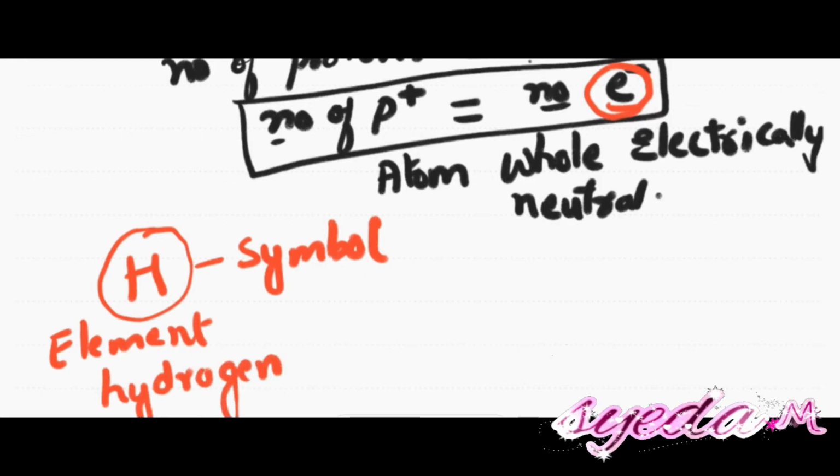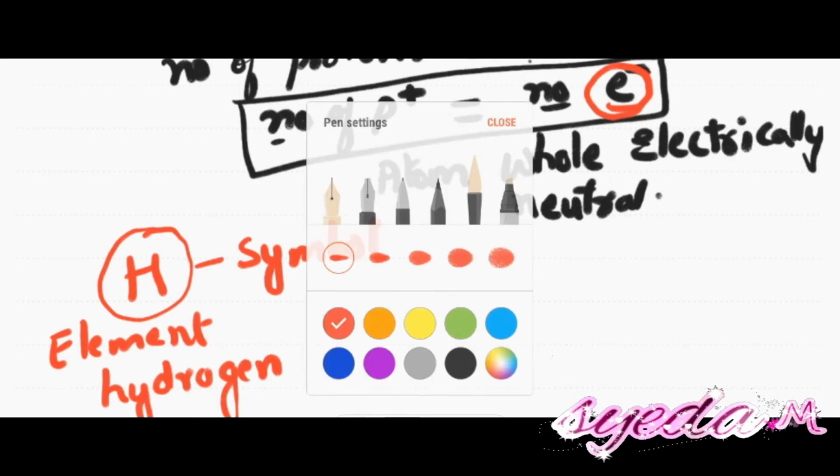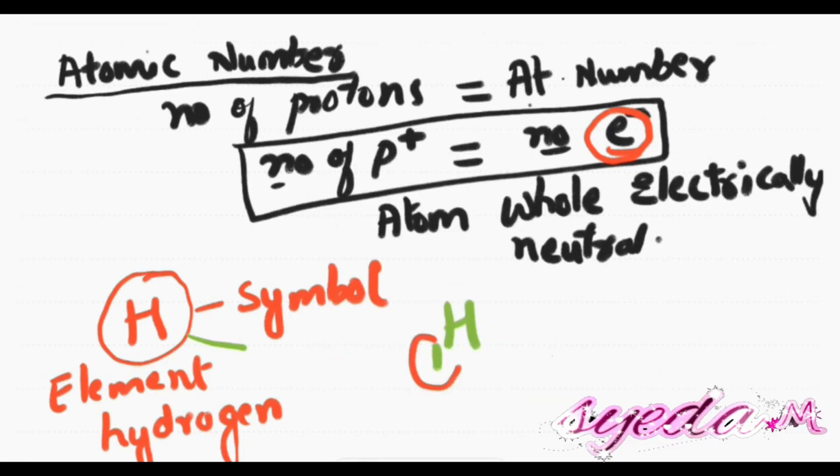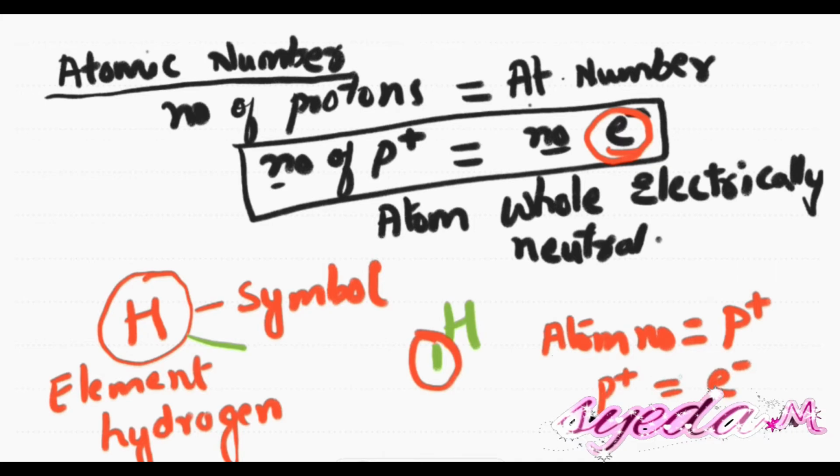Hydrogen. Now let's find what is the atomic number of hydrogen. If you see this hydrogen, this is the symbol. If I write here 1, that means this 1 represents the atomic number. So we know atomic number is equal to the number of protons, right? And these protons are equal to the number of electrons. So as a whole, an atom is neutral.